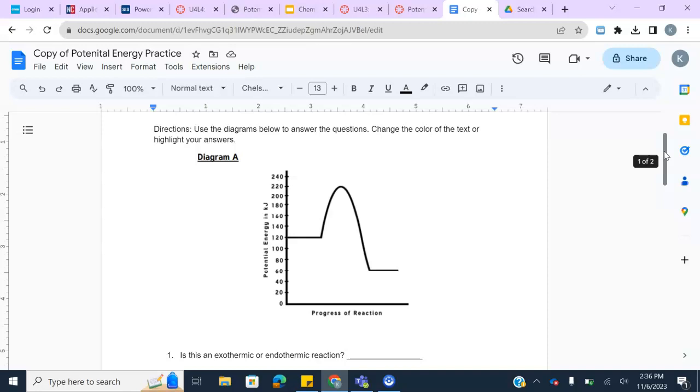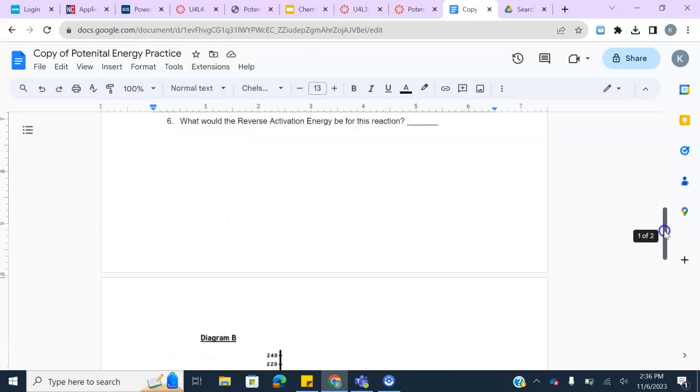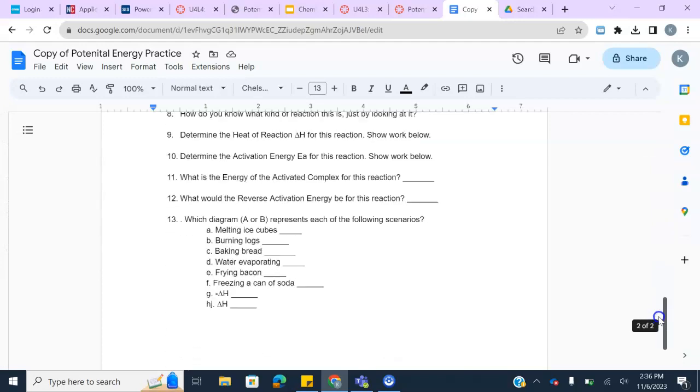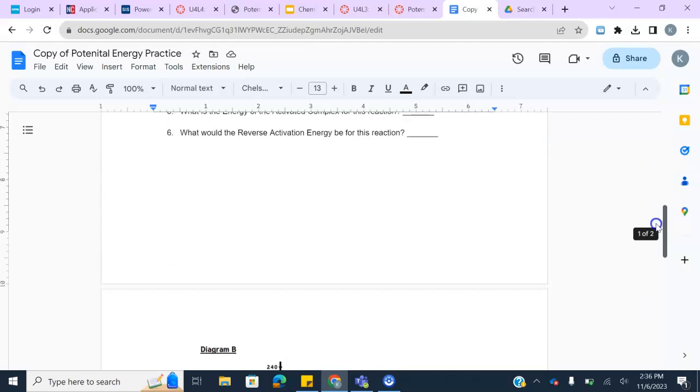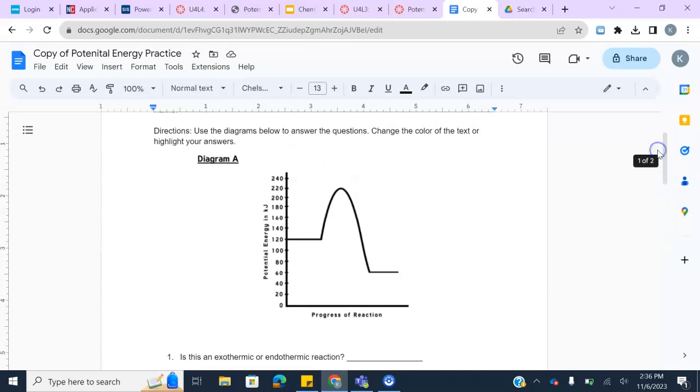Again, I'm going to do the first half, so diagram A, and then you guys are going to do diagram B, and then also that last question 13 on your own, okay? So this is just a practice worksheet. You're going to type your answers directly in, and then also if you could highlight your answers or just change the color of the text of your answers, it'll make it easier for me to grade.